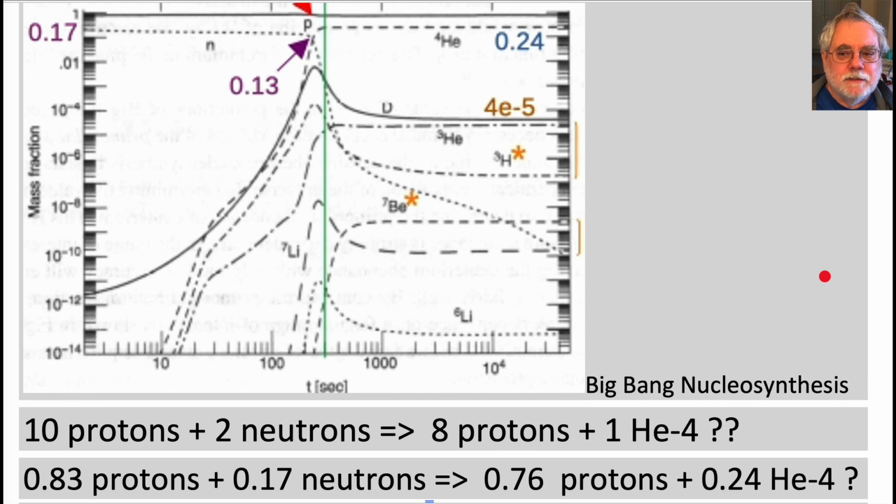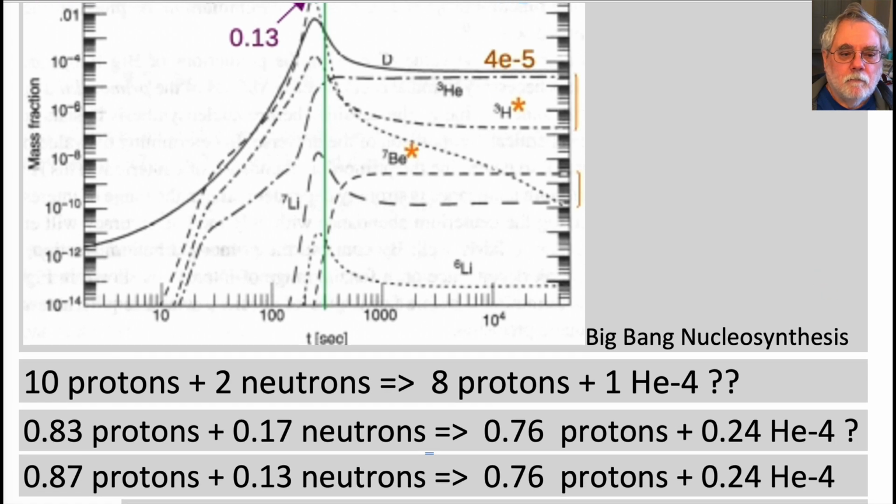23% of the neutrons decay into protons in the first 230 seconds, before much helium or deuterium has been created. So, the mass fractions of protons and neutrons become 0.87 and 0.13 at 230 seconds.